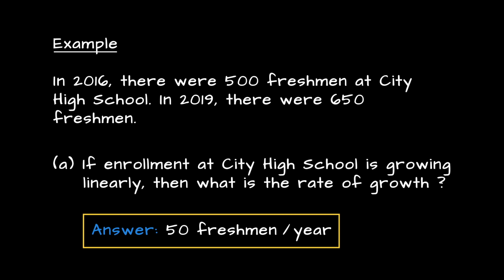And notice how those units make sense given how we computed them. And notice once again that the number 50 here represents a rate of change and therefore just the slope of a linear function.